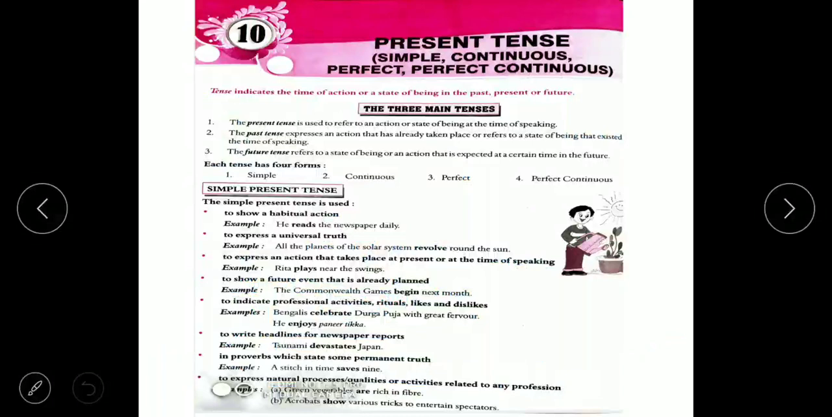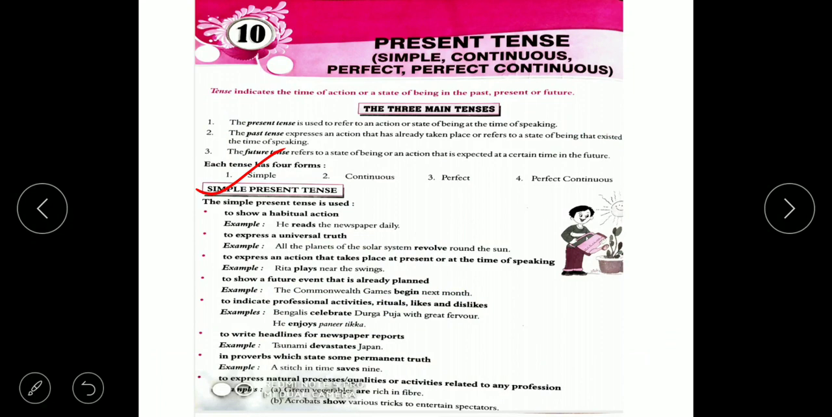Now first one is the simple present tense. Simple present tense is used to show a habitual action, like he reads the newspaper daily, habitual action. To express a universal truth, like the sun rises in the east. All the planets of the solar system revolve around the sun. To express an action that takes place at present or at the time of speaking.